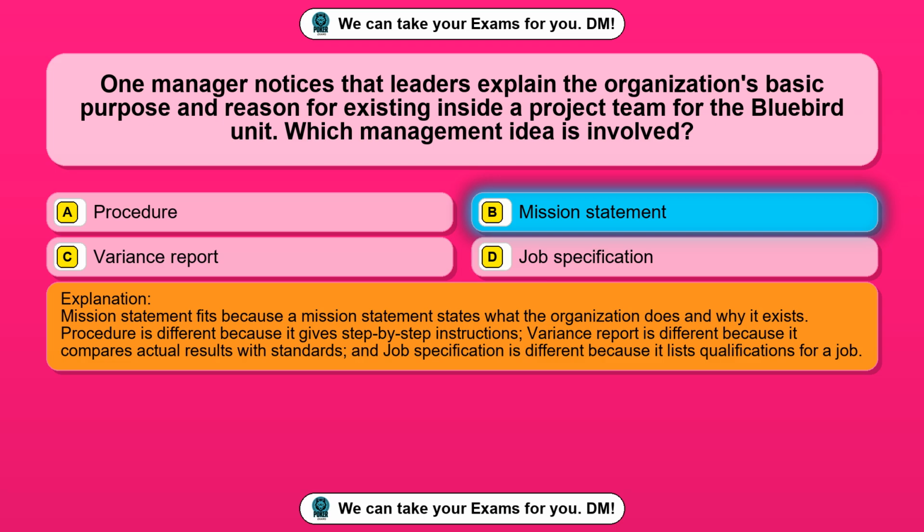Procedure is different because it gives step-by-step instructions. Variance report is different because it compares actual results with standards, and job specification is different because it lists qualifications for a job. Question 93.